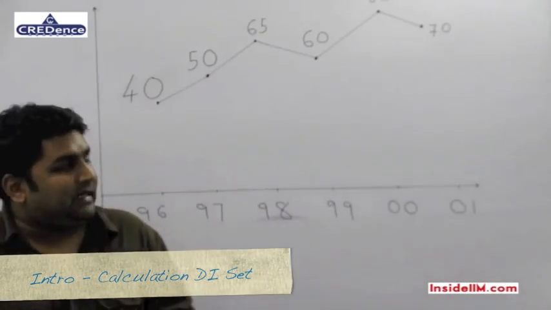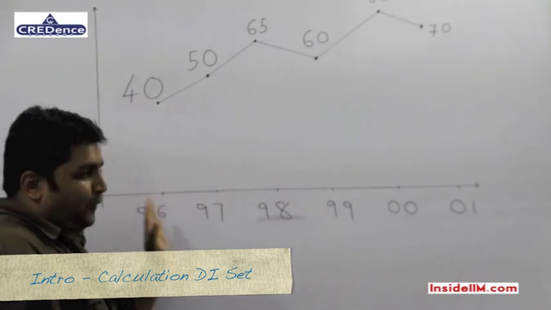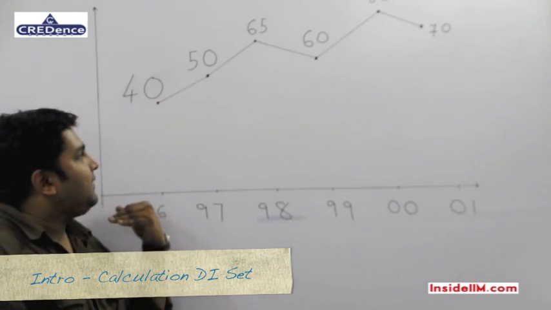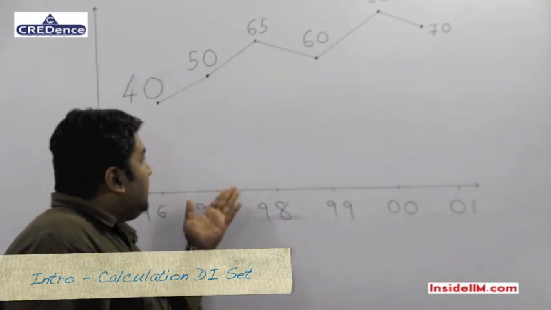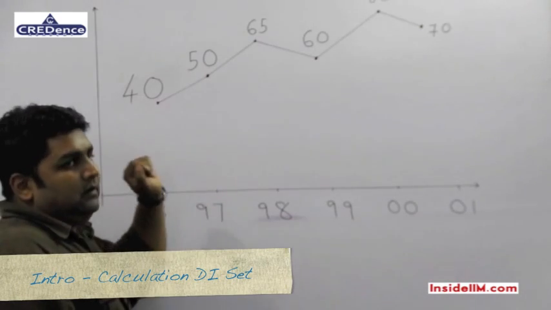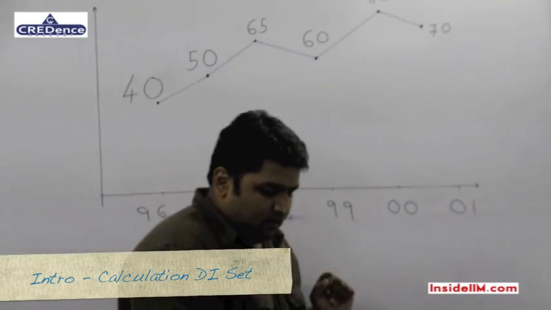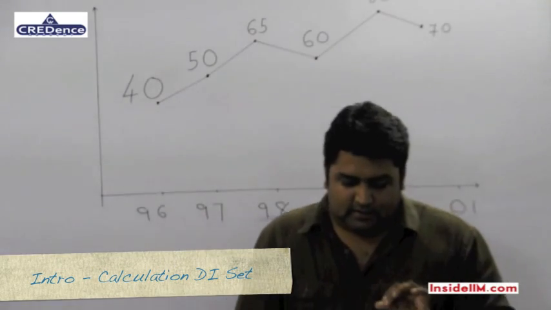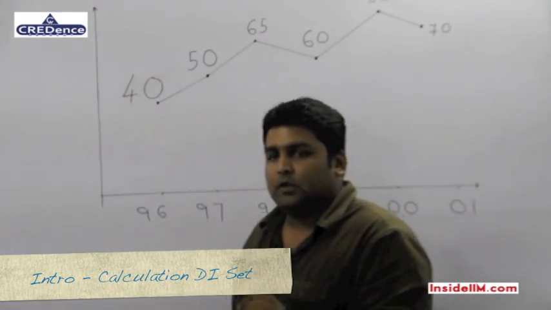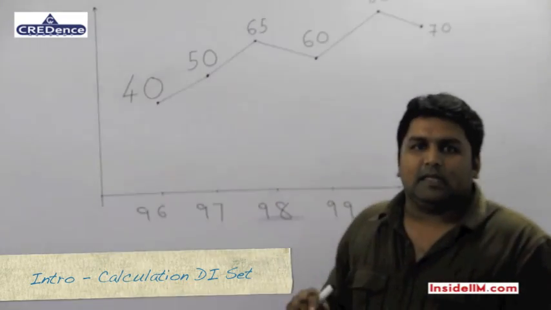Or is it that in the year 1996 the value for that year is 40% more than the value of the previous year, which is 1995? Likewise, in the year 1997 it is 50% more than the value given for the year 1996. If you read that line again, it says graph gives percentage increase in the number of gadgets sold. So which means every value on the graph is actually a percentage increase.